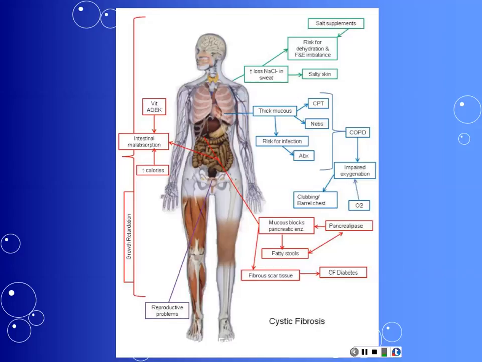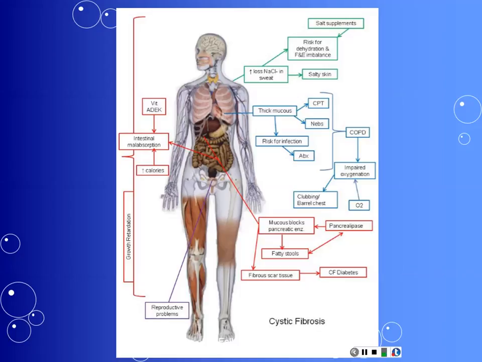They have reproductive problems. Not only do you have the decreased life expectancy, but those are also exocrine glands, so you have blocking in the vas deferens and things like that, and so often males are sterile and females have reproductive problems with the thick mucus.